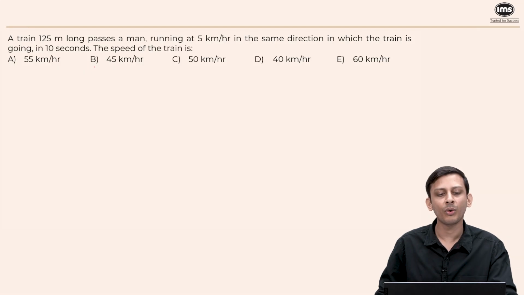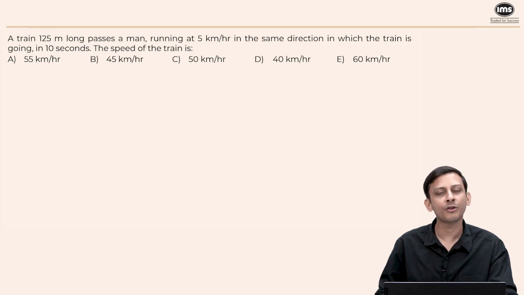A train 125 meter long passes a man running at 5 km per hour in the same direction in which the train is going in 10 seconds. The speed of the train is what? So here, first of all, we can find out the relative speed. Two objects are moving. Train is also moving, man is also moving. So we will get the relative speed.